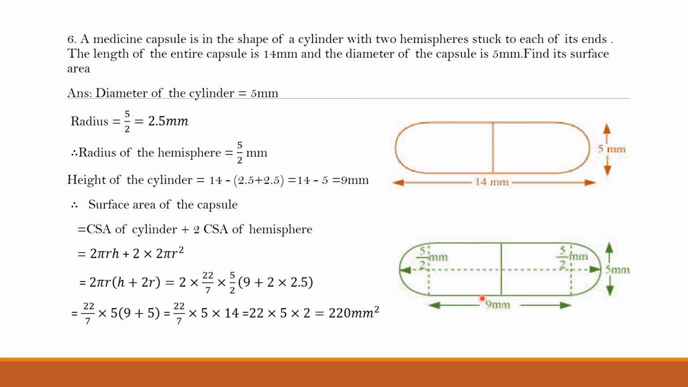To find the surface area of the capsule, it will be CSA of the cylinder plus 2 times CSA of the hemisphere. CSA of the cylinder is 2 pi rh and 2 into 2 pi r square, which is 2 times CSA of hemisphere. Taking common factor 2 pi r, it will be 2 pi r into h plus 2r. Substituting the values, radius is equal to 2.5, height of the cylinder as 9. Our answer will be 2 into 22 by 7 into 5 by 2 into 9 plus 2 into 2.5. Final answer is 220 millimeter square.